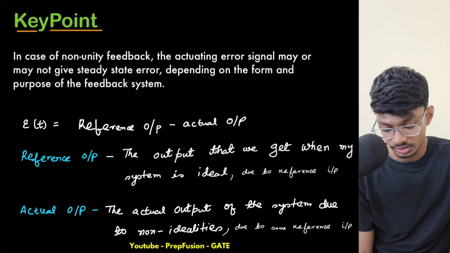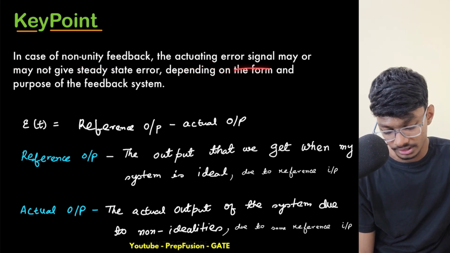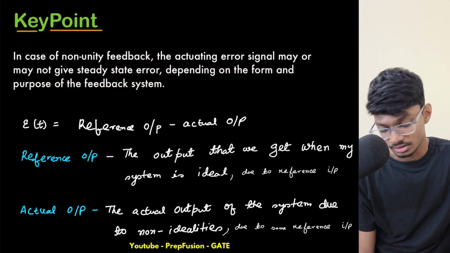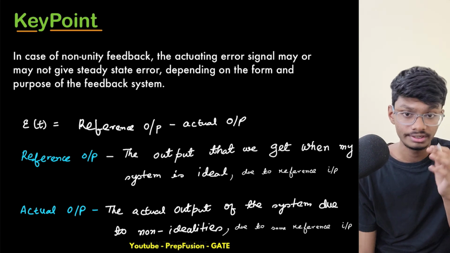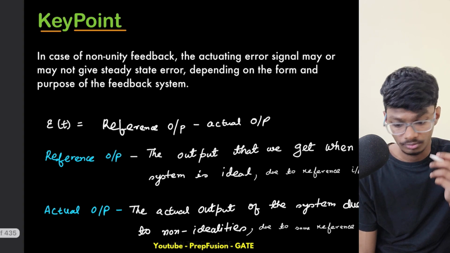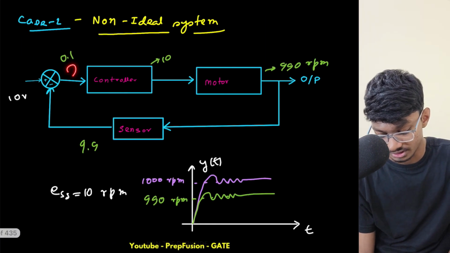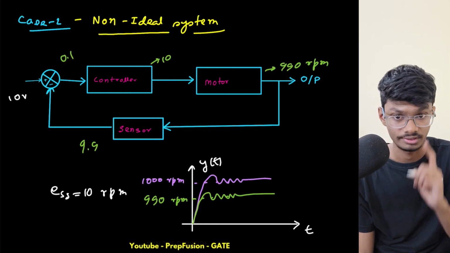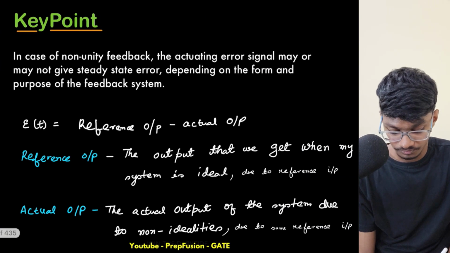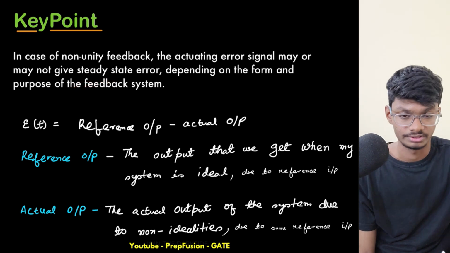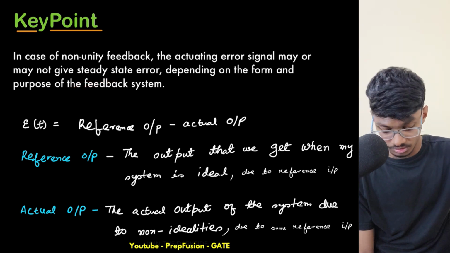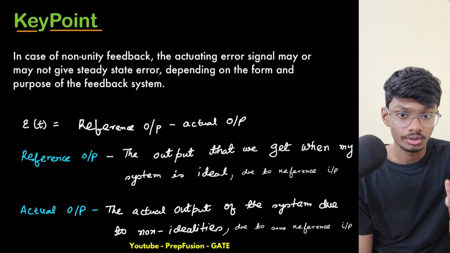In case of non-unity feedback, the actuating error signal may or may not give the steady state error. For unity feedback, the actuating error signal is the steady state error. Where was the actuating error signal? It was here, if you remember correctly. It may not give the steady state error depending on the form and purpose of the feedback system. I will explain this later. So what will give me the steady state error?